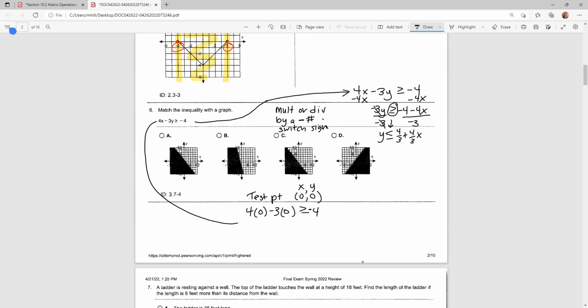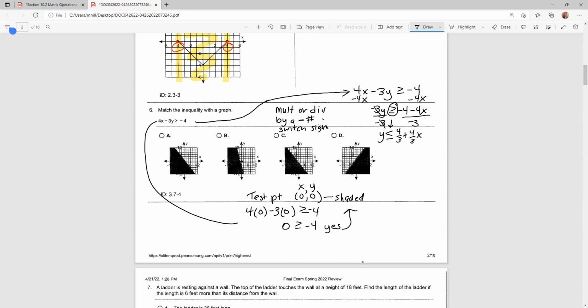Well, 4 times 0 minus 3 times 0 is 0. And you ask yourself, is 0 greater than or equal to -4? The answer is yes, it is. So 0, 0 should be shaded because the answer is yes. On this graph, it's hard to do because this is also colored in black, but 0, 0 would be about right here. On this one, 0, 0 would be right here.